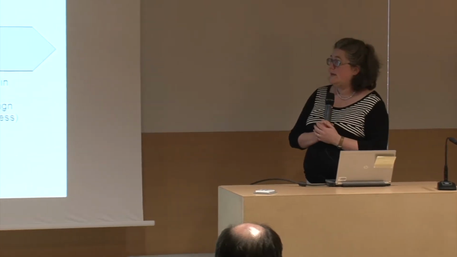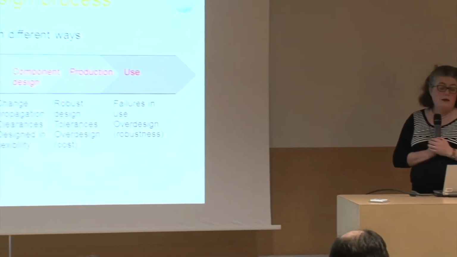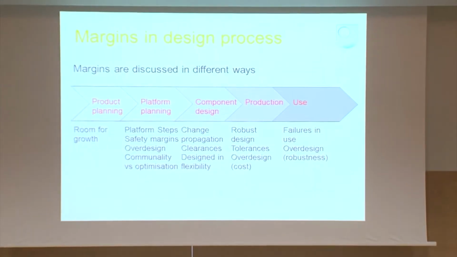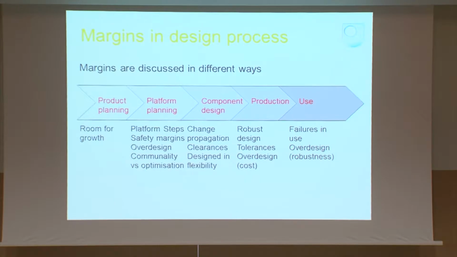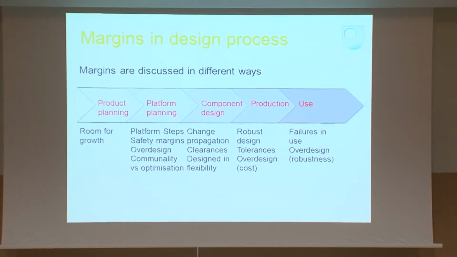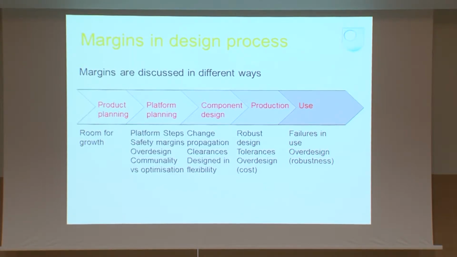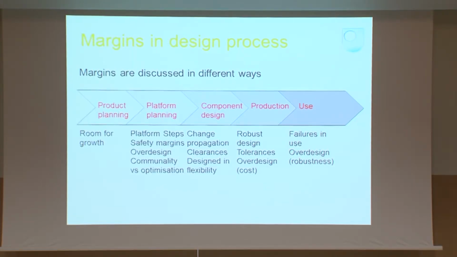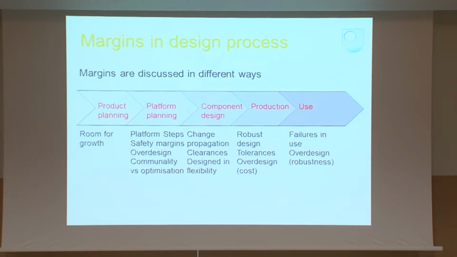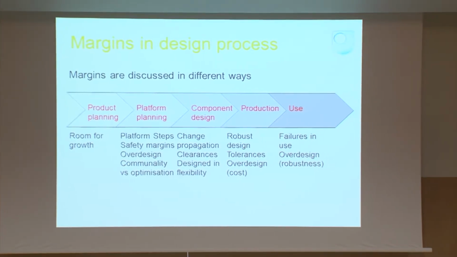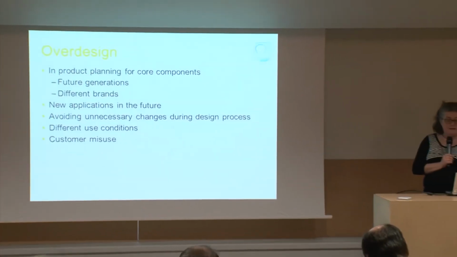I'm going to talk about some of them in more detail, but I just wanted to put this slide up to give an indication just of the range of different terminologies that people are using, from a beginning where you talk about a room for growth for future generation, to late in a design process where people talk about over-design in the context of failures, because something that has never failed was clearly over-designed and therefore might be a target for optimization, because you could take some cost out of it. So, margins are in all of this.